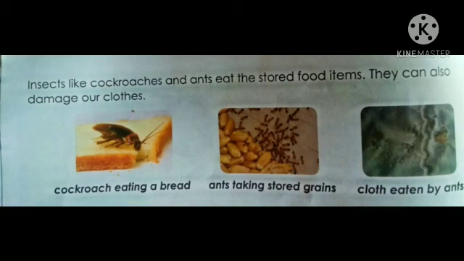So students, see the picture over here. Cockroach eating a bread. Ants taking stored grains. Cloth eaten by ants. So students, insects like cockroaches and ants eat the stored food items. They can also damage the clothes.